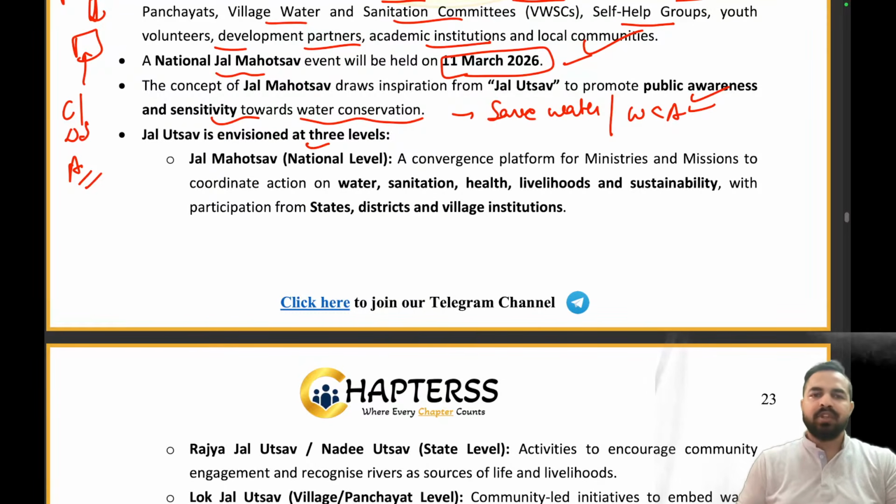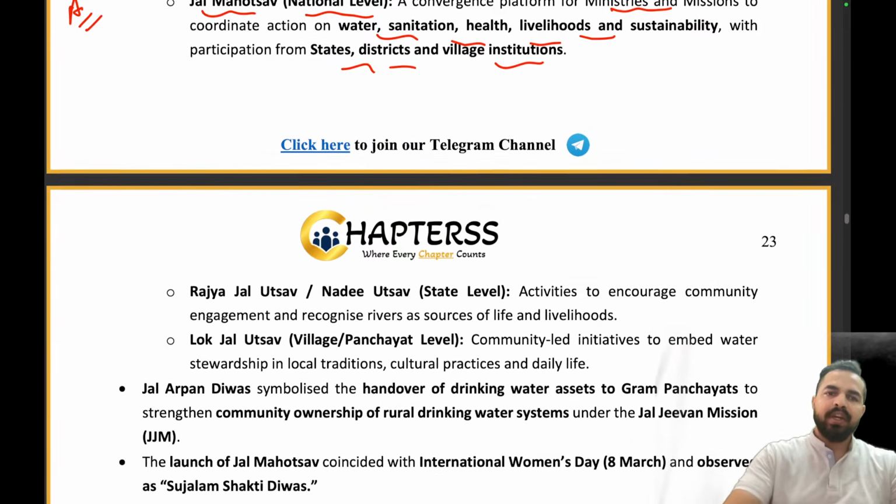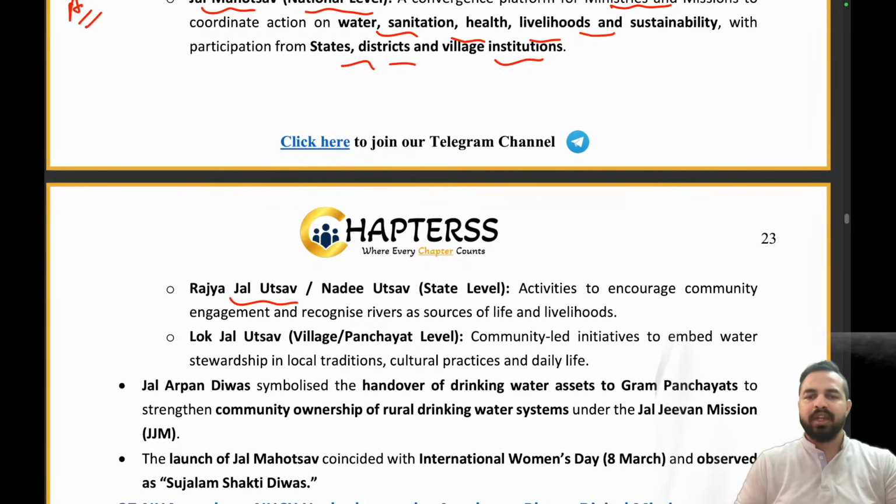Jal Utsav is envisioned at 3 levels. Now Jal Utsav is being conducted at 3 levels. One is the Jal Mahotsav at national level. At the national level, the ministries and the missions will be coordinating action on water, sanitation, health and livelihood at state, district and village institutions. So here the ministries and the missions will be coordinating, right? Now when it comes to the Rajya Jal Utsav or the Nadi Utsav, there we are encouraging community engagement. See, in the national level part, what is happening? We are having the ministries, right? But in the Rajya Jal Utsav, that is at the state level, we will be encouraging community engagement and recognizing rivers as the sources of life and livelihoods.